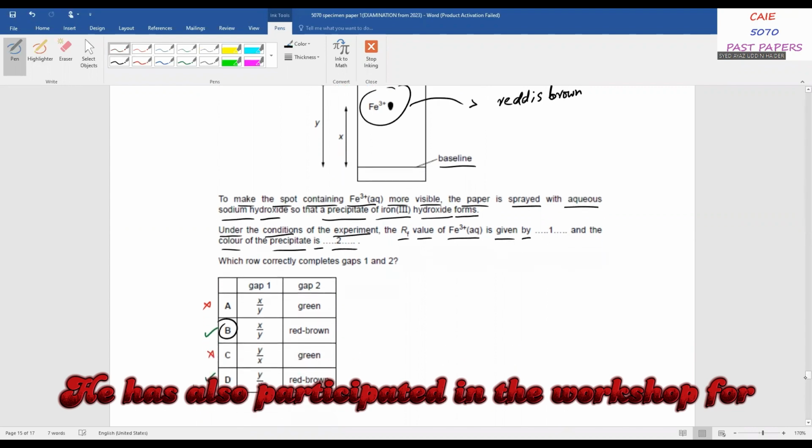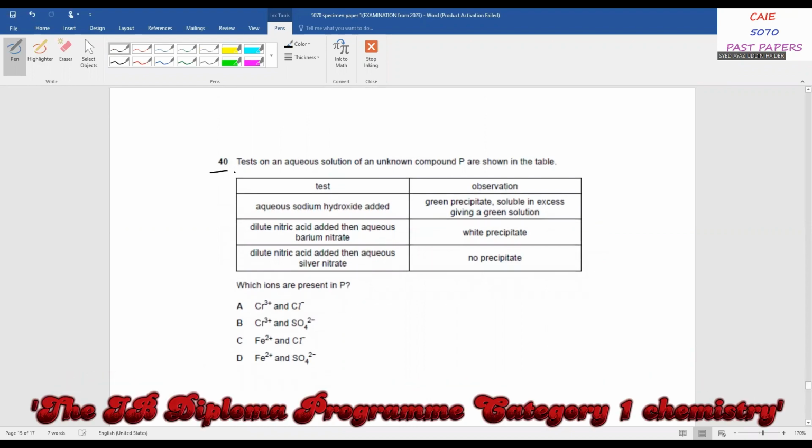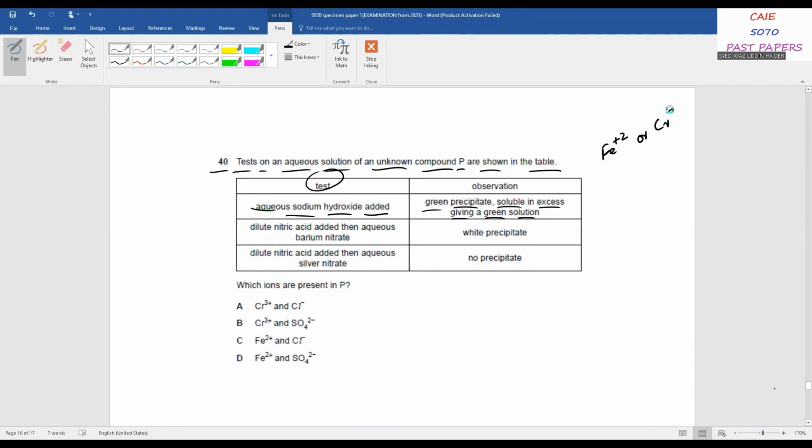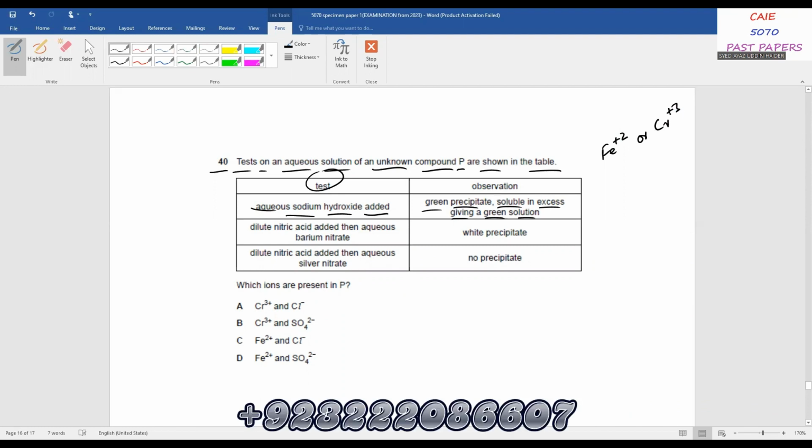Last question. 40. Tests on an aqueous solution of an unknown compound P are shown in the table. Test: aqueous sodium hydroxide. Observation: green precipitate soluble in excess giving a green solution. You have two ions which give a green precipitate. It's either Fe2+ or Cr3+. But Cr3+ is soluble in sodium hydroxide giving a green solution. So it must be Cr3+. So either your answer A is correct or B is correct. Both C and D are incorrect.